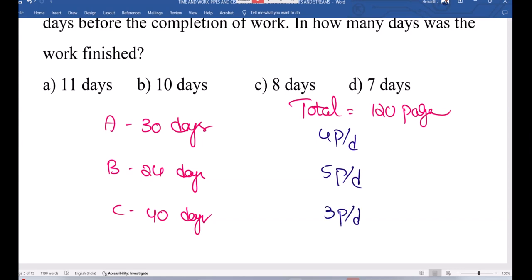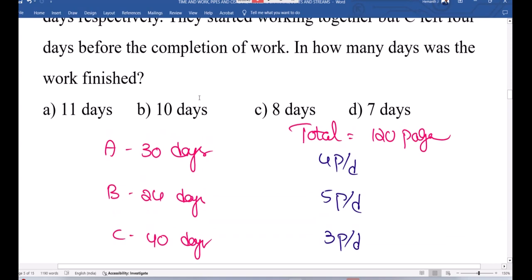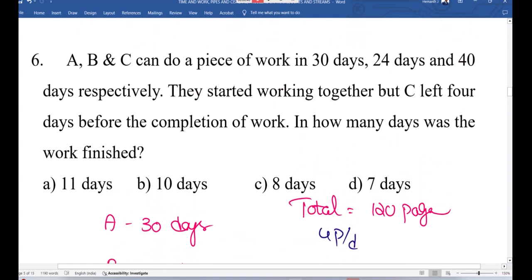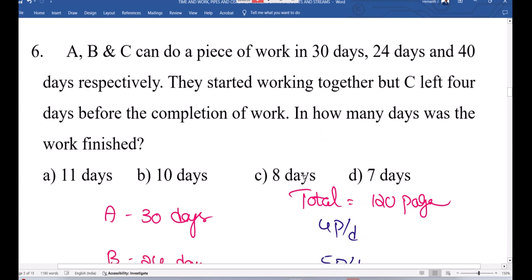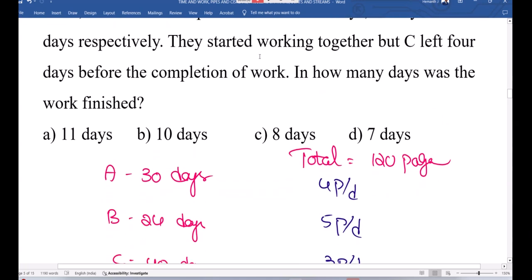But here initially what they given, one good thing here they're asking. They started working together, but C left 4 days before the completion of the work. In how many days was the work finished? Up to here, it's routine. We are deciding what is the work, what is their efficiency. They started working together, means A plus B plus C are working together. After some time, C left. The remaining work is done by A and B in 4 days. We have to see the question that way.